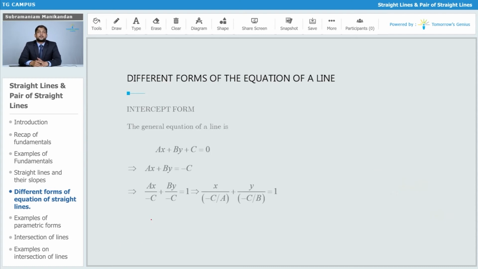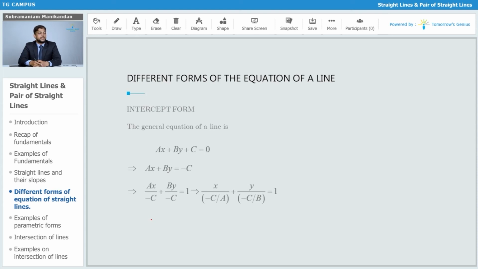Alright, if we are given the equation of a straight line, is it possible to find out the x and y intercepts? Yes, by suitable rearrangement we can change the general form of the equation of a straight line to the intercept form. How is that? Take c on the other side and then divide by minus c on both sides, so that you get 1 on the right hand side.